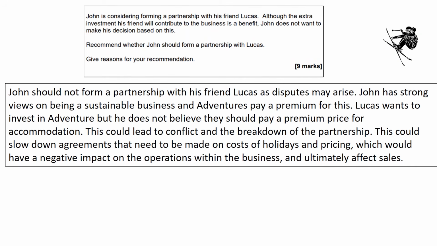So our first paragraph, we're going to use the wording in the question and we're going to get straight to the point. John should not form a partnership with his friend Lucas, as disputes may arise. John has strong views on being a sustainable business and adventurers pay a premium for this. Lucas wants to invest in Adventure, but he does not believe they should pay a premium price for accommodation. This could lead to conflict and the breakdown of the partnership. This could slow down agreements that need to be made on costs of holidays and pricing, which would have a negative impact on the operations within the business and ultimately affect sales.